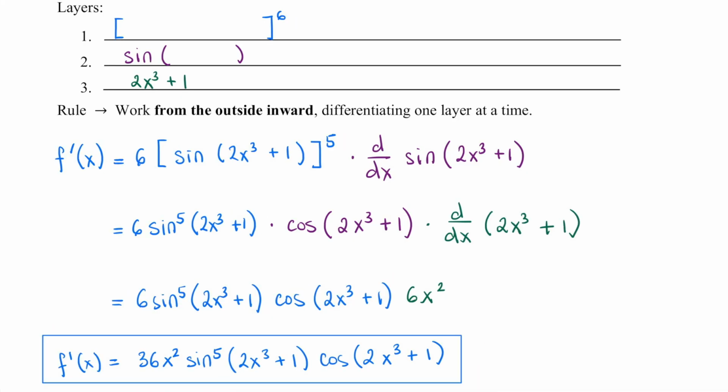A helpful way to think about these problems is start from the outside, take the derivative, and keep multiplying by the derivatives of what's inside. So when a function has multiple layers, we simply apply the chain rule repeatedly, moving from the outside toward the inside.